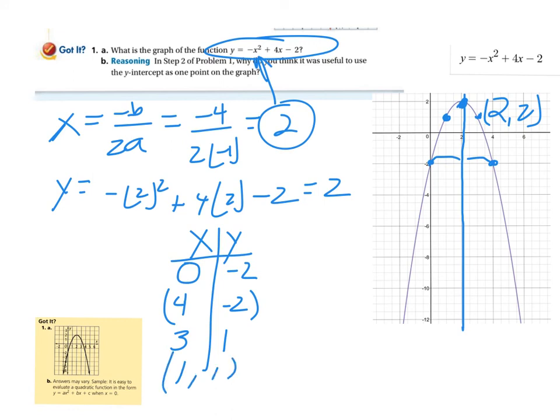Now I literally have my 5 points. I have my vertex, my y-intercept and its reflection, right? And the point 3, 1 and its reflection. And then we just graph a nice gradual curve to cover all 5 points. That's all I'm looking for from you when it comes to graphing these.